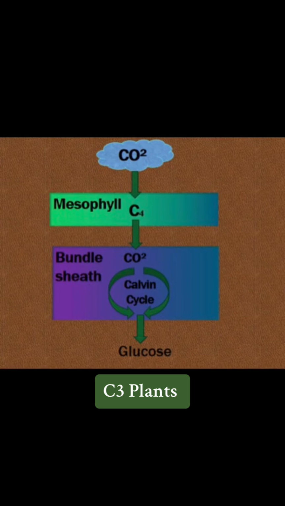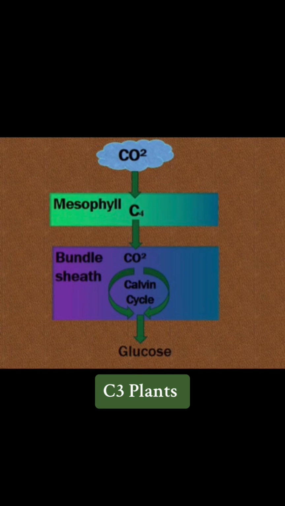In C4 plants, the light-dependent reactions and the Calvin cycle are physically separated, with the light-dependent reactions occurring in the mesophyll cells and the Calvin cycle occurring in special cells around the leaf veins. These cells are called bundle sheath cells. To see how these divisions help, let's look at an example of C4 photosynthesis in action.